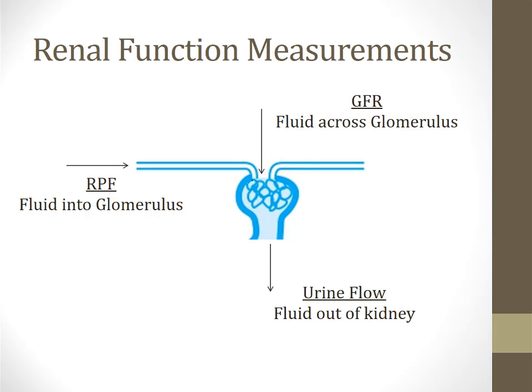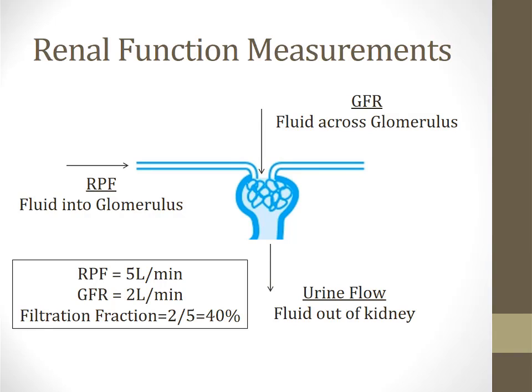So this is a glomeruli, and what we've got is the renal plasma flow is the blood flowing into the glomeruli, and the renal plasma flow represents the sum of the flow into all the glomeruli in the kidneys. The GFR is the glomerular filtration rate, and this represents the sum of the flows of all the fluid going across all the glomeruli in both kidneys. And then finally, we have the urine flow, which is the amount of fluid flowing out of the kidneys after it has been filtered by all the nephrons in the kidneys.